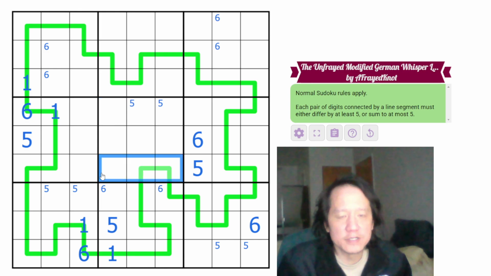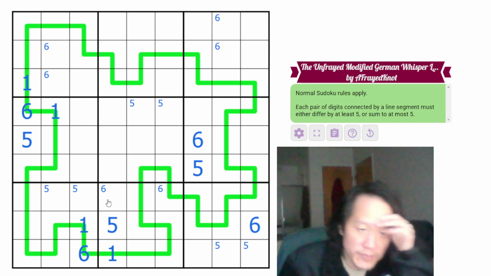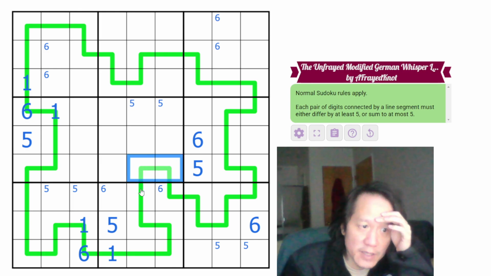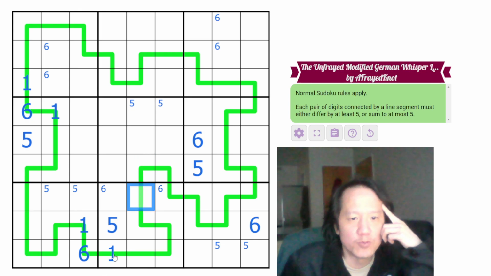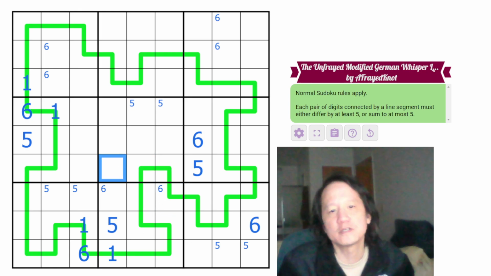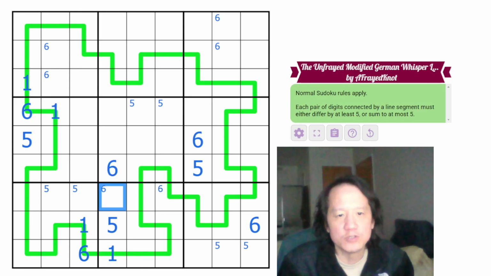Where is the 6 here, right? If this is 6, one of these two would have to be 6, but then they would also have to be next to a 1, and neither of these could be 1. Therefore, neither of these can be 6. Therefore, this is the 6 here, which means this can't be 6, which means this has to be 6, and it has to be next to a 1 in both cases.